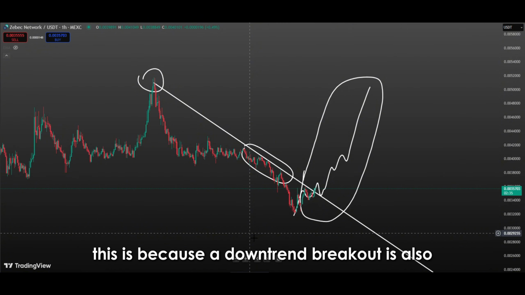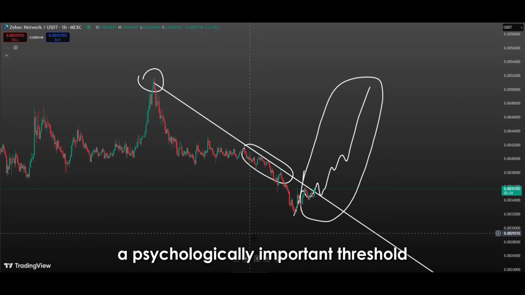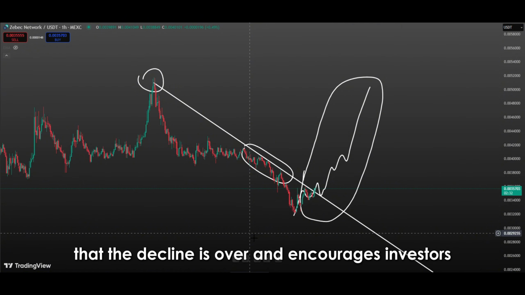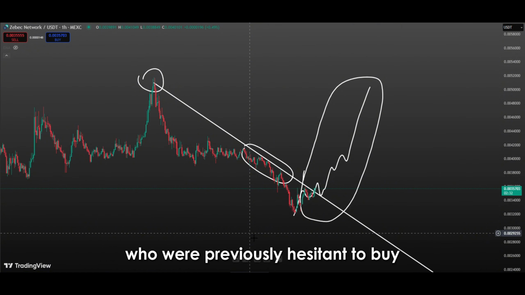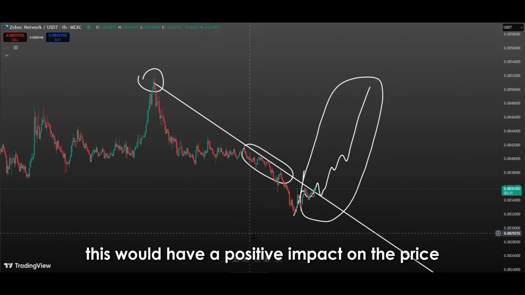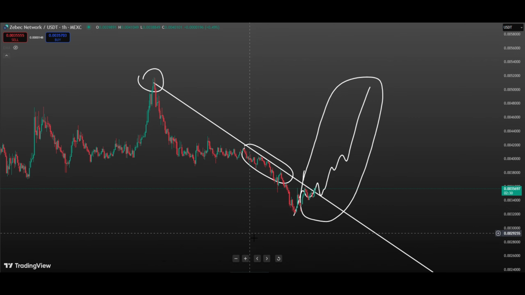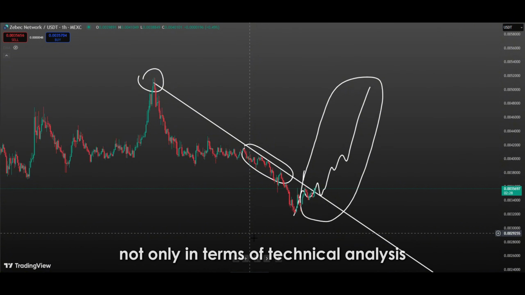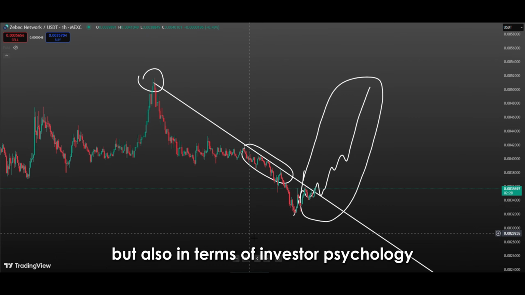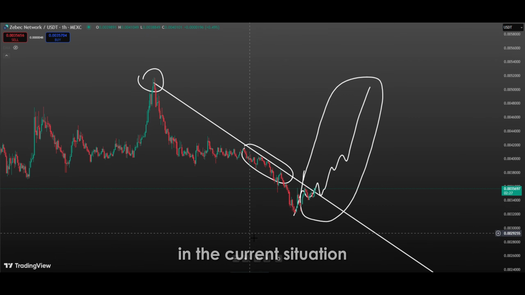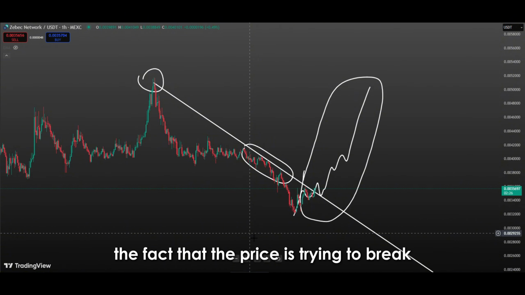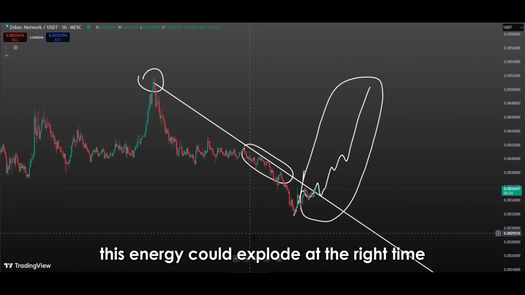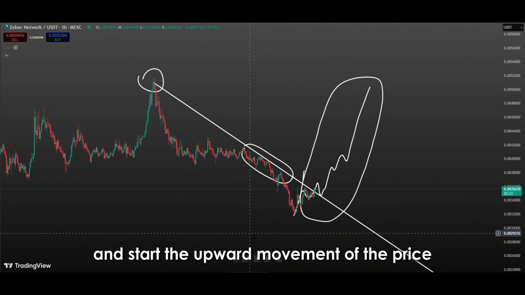In such a scenario, the market may open new positions for traders who want to participate in the uptrend. This is because a downtrend breakout is also a psychologically important threshold. This breakout strengthens the market's perception that the decline is over and encourages investors who were previously hesitant to buy to take action. This would have a positive impact on the price and could lead to a stronger bullish momentum. Moreover, this breakout could herald a positive transformation, not only in terms of technical analysis, but also in terms of investor psychology. In the current situation, the fact that the price is trying to break this downtrend shows that there is an accumulation of positive energy in the market. This energy could explode at the right time and start the upward movement of the price.